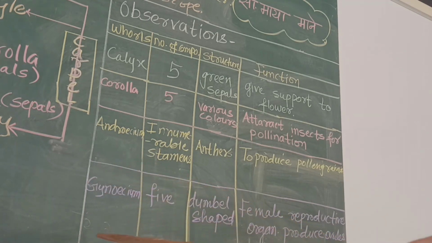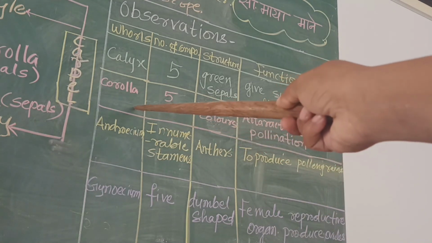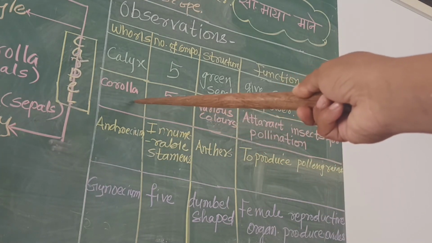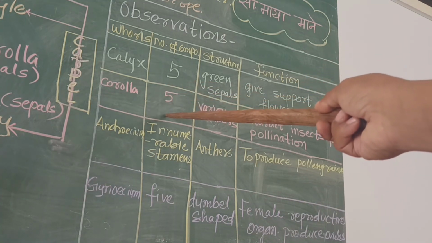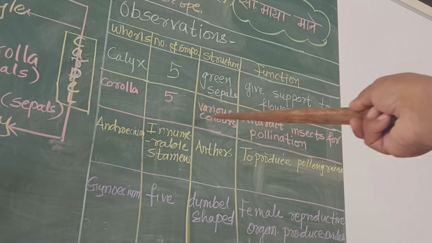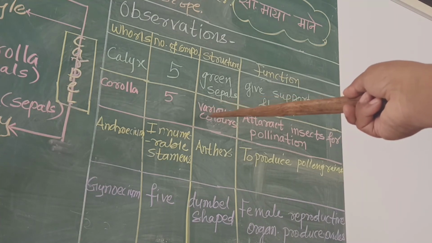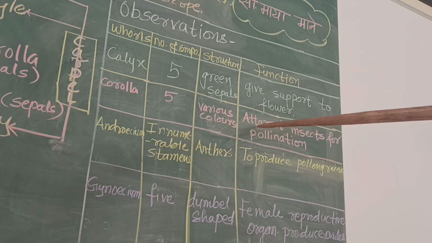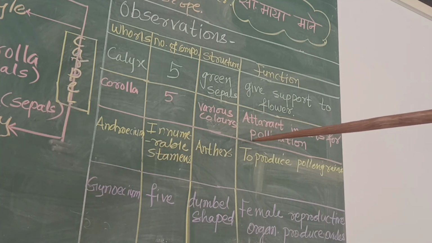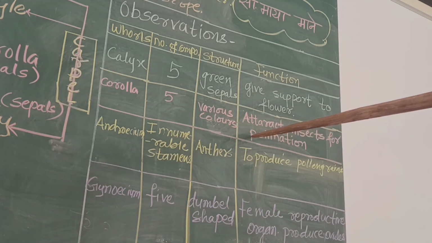Then the next one is corolla. The parts are known as petals. The number is 5 in the hibiscus flower. Petals are in various colors. The function of the petal is that it attracts insects for the process of pollination.